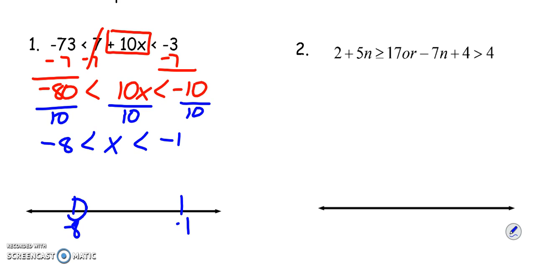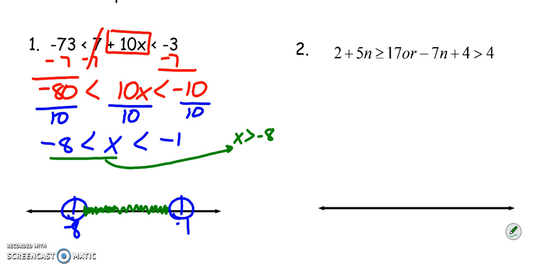So we're going to put our open circles, and this part right here, we think about -8 is less than x. What that really means is x is greater than -8. So that's the stuff over here, sandwiched in between. And the -1, we want all the stuff less than. All right, so this is really saying this piece, which is why we shaded to the right.